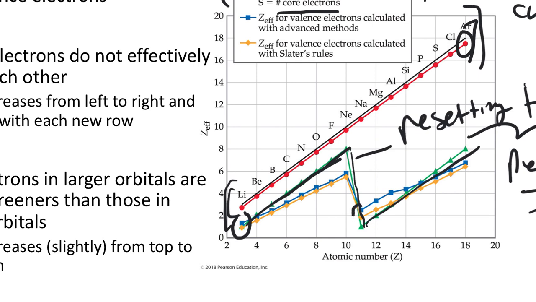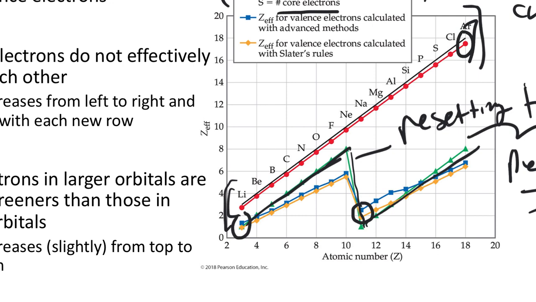That is, whenever you reset each row, the effective charge actually resets to be a little bit higher charge. And so when you reset the effective charge each time you go down to the next row, it's a little bit higher than it started off at in the previous row. So in other words, if you start at approximately +1 for lithium, and go across to approximately +8 for neon, when you reset for sodium, it's going to have a slightly higher charge than +1.